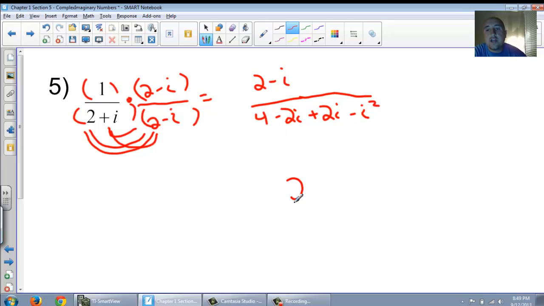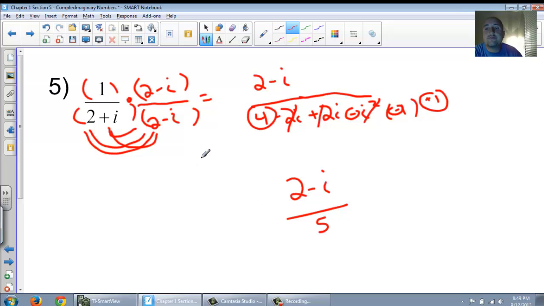Okay, so on top we just have 2 minus i. On the bottom we have negative 2i plus 2i. Those cancel. So remember, the i's always cancel on the bottom. This i squared is equal to negative 1. So we have a negative negative 1, which is really positive 1. 4 plus 1 is 5. So we have 2 minus i all over 5, and you are done. Okay, so hopefully that makes sense.